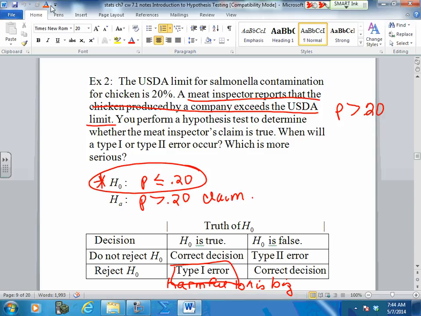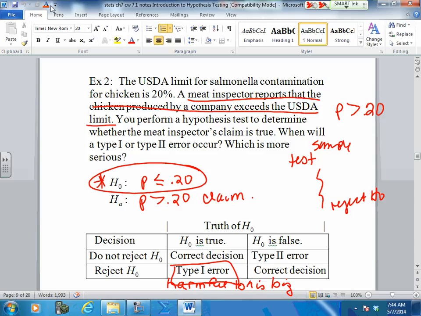Yes, Lizzie? So the meat inspector said it was above the limit, so like we're saying that it's not? Well, we're testing his claim. So we perform our test. You don't see the test being performed yet. We do some kind of test. We make a sample, we do a test. At the end of our test, we can only look at H0. So we say, do not reject H0 or reject H0. So now we come out and we say, reject H0. We disagree with this statement, the H0, not the claim, the H0.